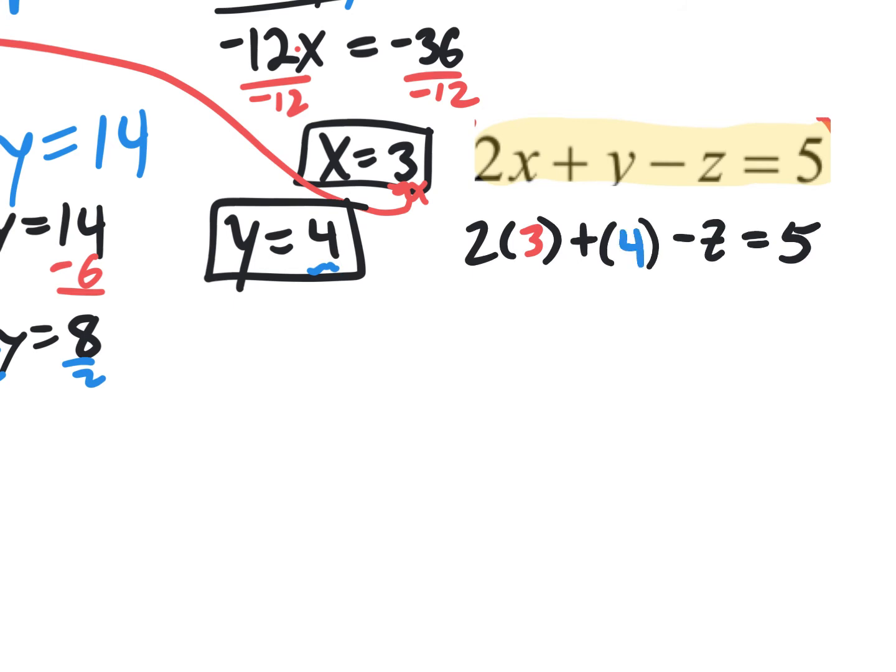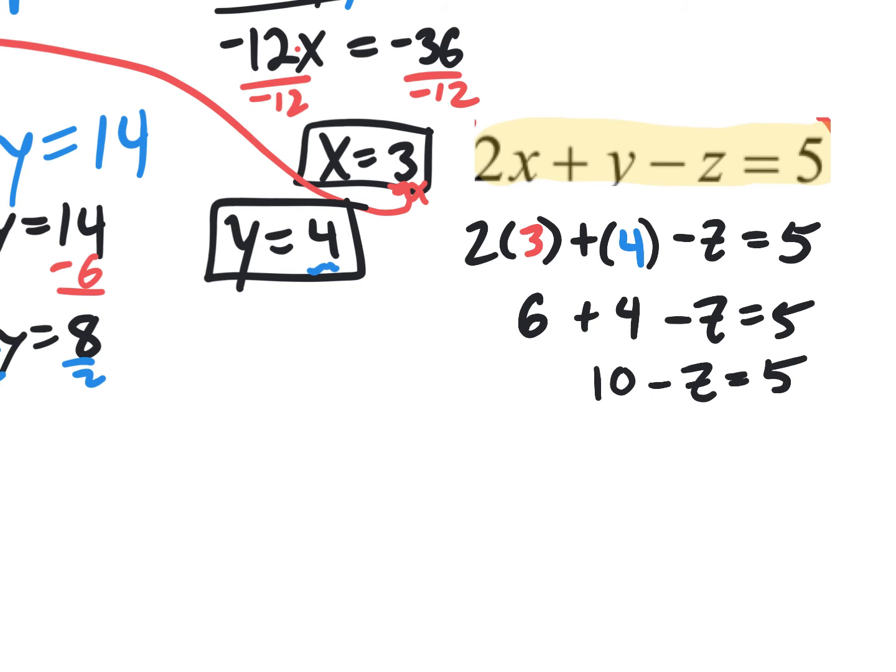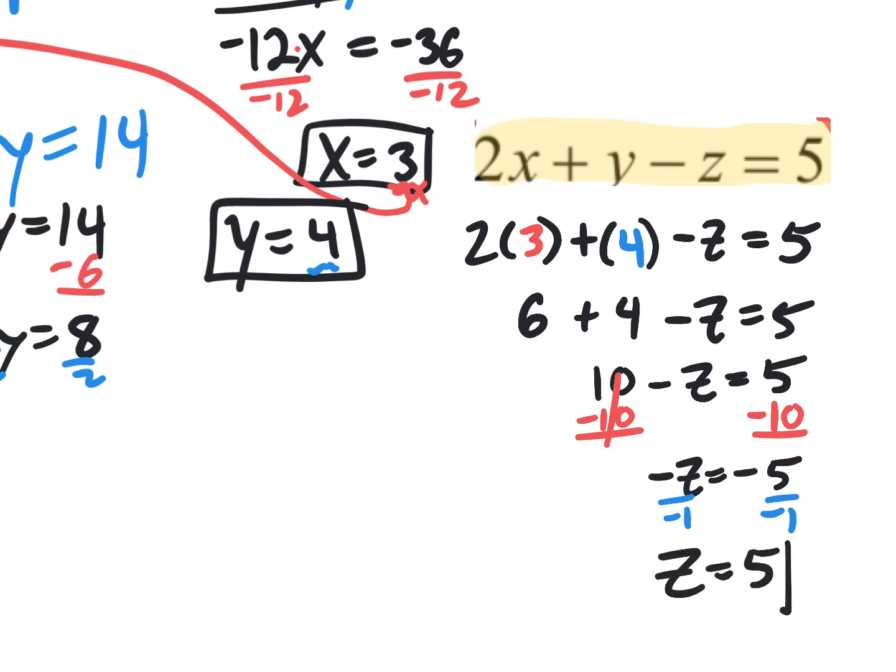Let's do the math. 2 times 3 is 6. The 4 comes down, the z comes down. We have 6 plus 4, that's 10. 10 minus z equals 5. Final 2 steps. Subtract 10 to get z by itself. Subtract 10. You get negative z equals negative 5. Divide by negative 1, divide by negative 1, and we will get z equals 5.